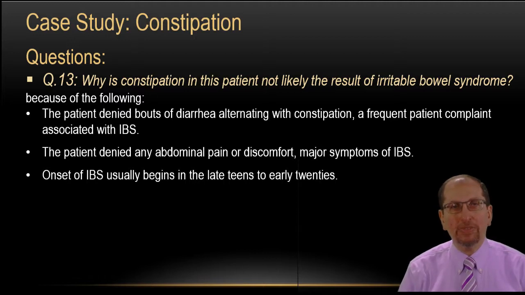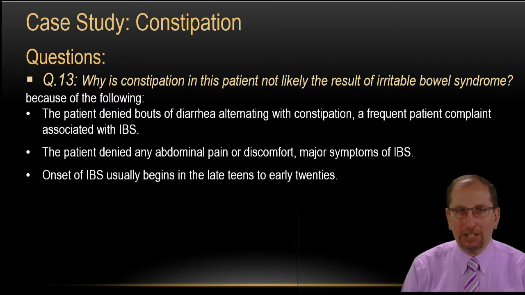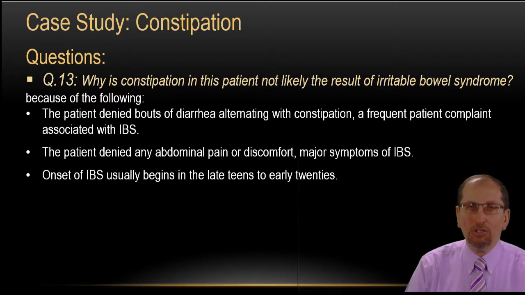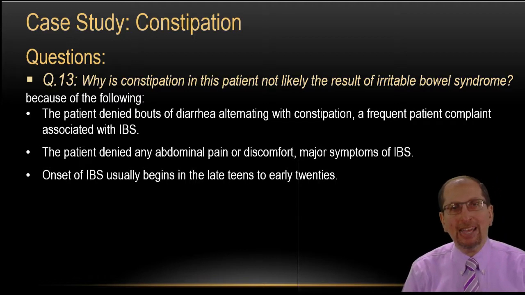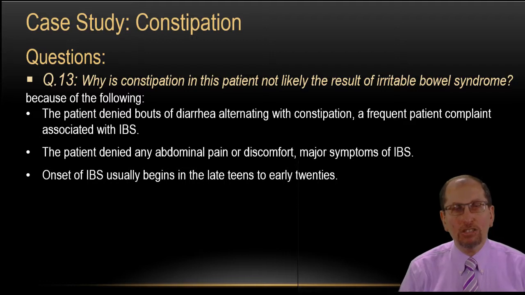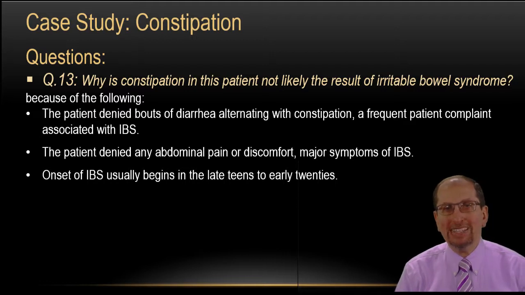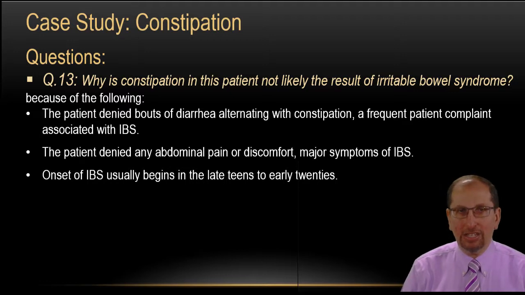Because of the following. The patient denied bouts of diarrhea alternating with constipation. It's always constipation. In irritable bowel syndrome, we have diarrhea alternating with constipation. Another thing is the patient denied any abdominal pain or discomfort. And as you remember, irritable bowel syndrome is all about abdominal discomfort. And also the onset of irritable bowel syndrome usually begins in the late teens to early 20s, not at such an age.